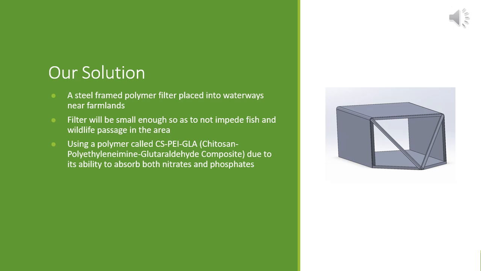This filter is going to be designed using a polymer bead called chitosan polyethylene glutaraldehyde composite, which is a composite polymer that allows both the absorption of nitrates and phosphates.